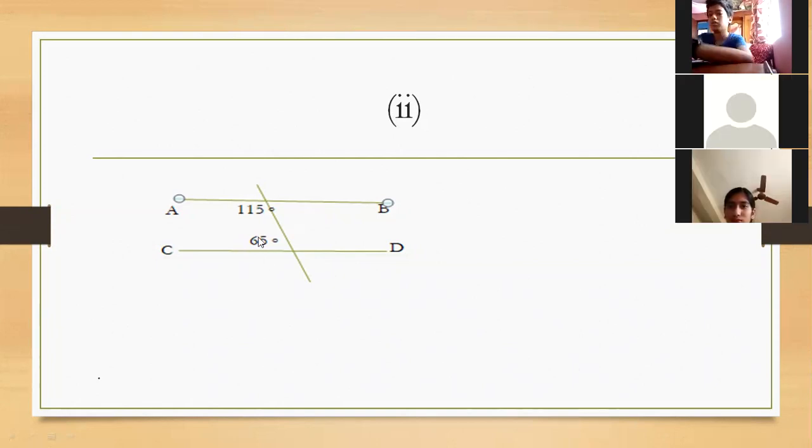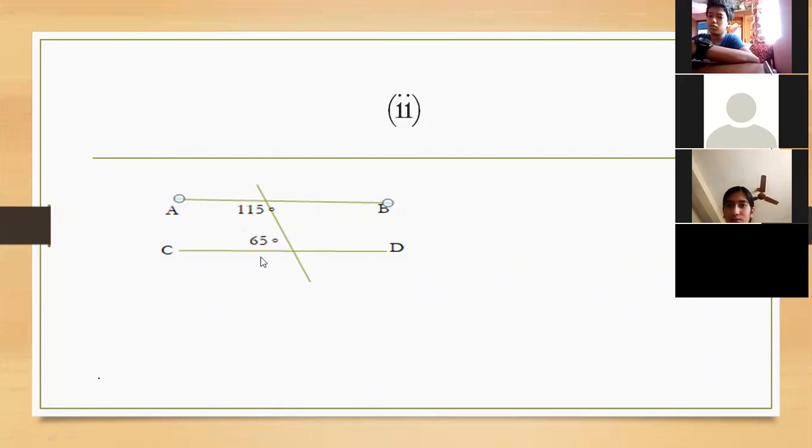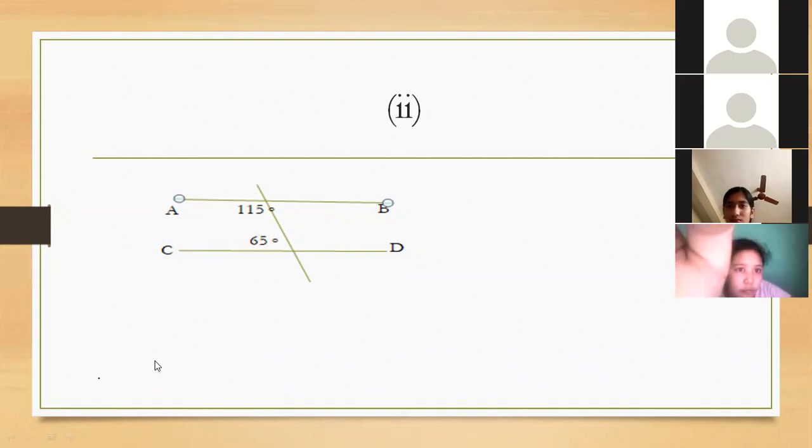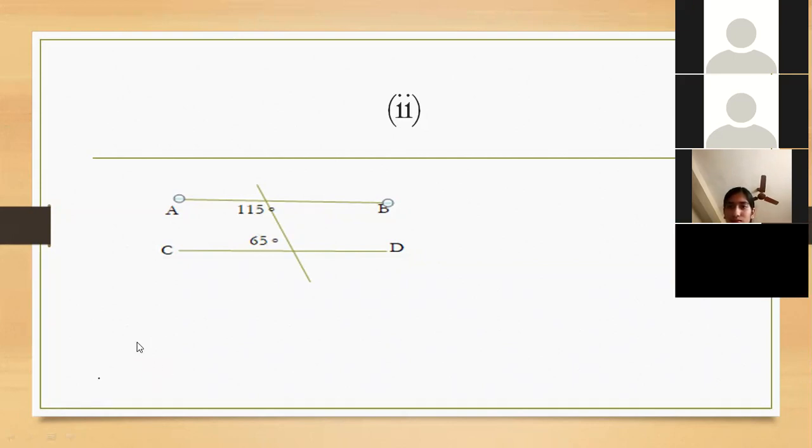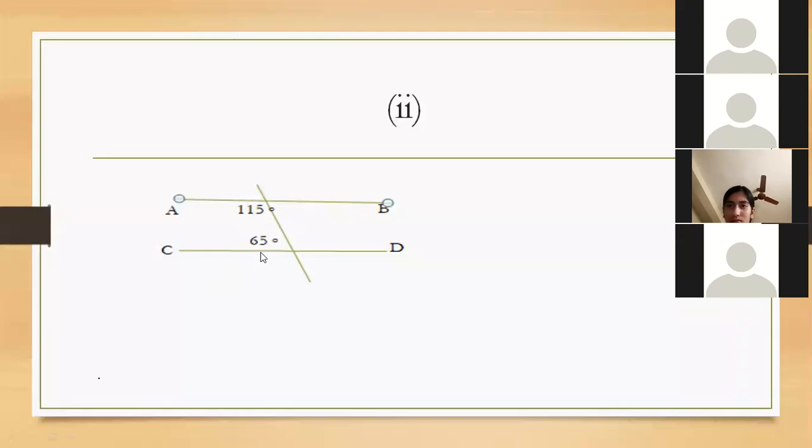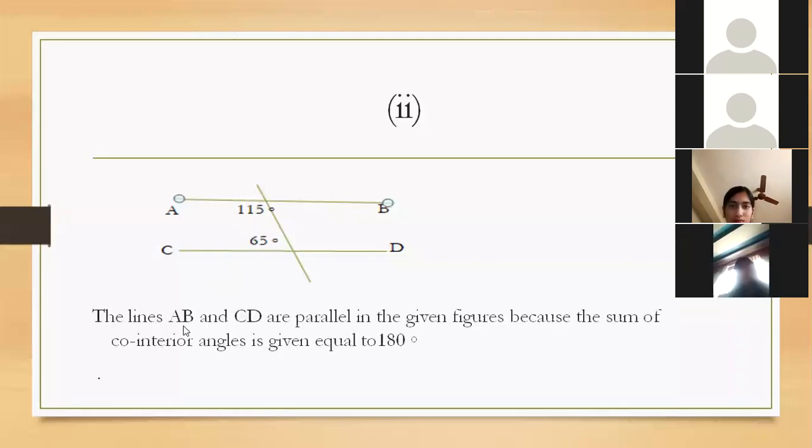Yes, these two lines are parallel. Why are they parallel? Can you tell, Abhigya? Sir, because the sum of co-interior angles is 180. Very good, you are absolutely right, because the sum of the co-interior angles is 180 degrees. We have written the answer like this.